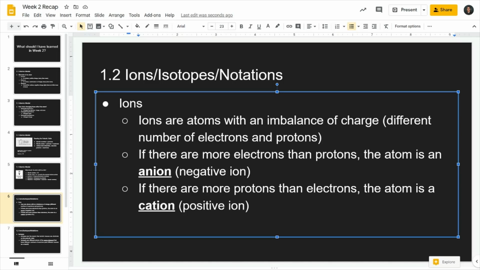If there are more protons than electrons, more positive than negative, the atom is a cation, and so it overall has a positive charge.